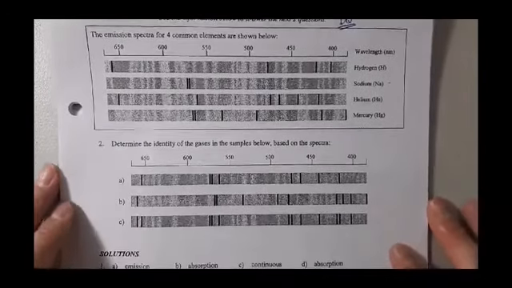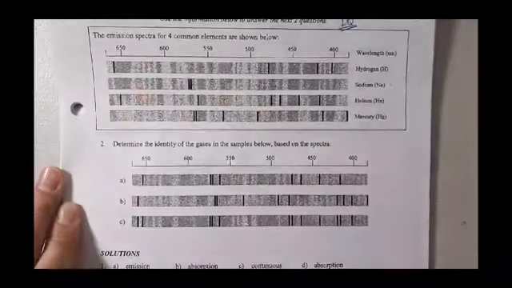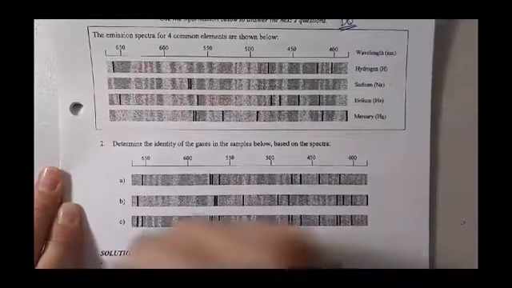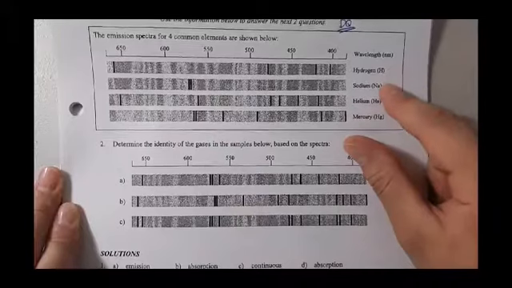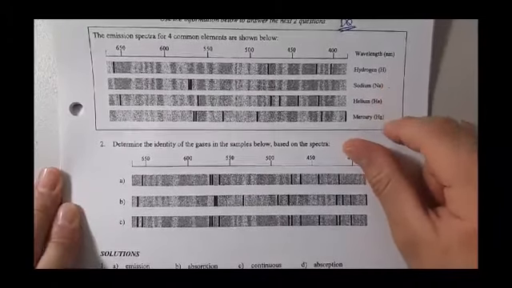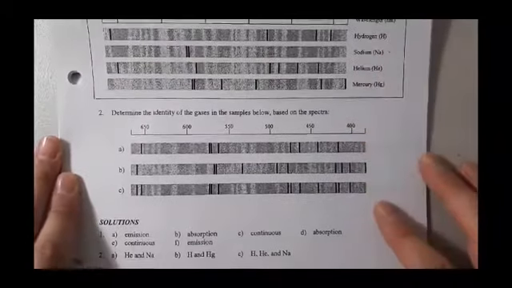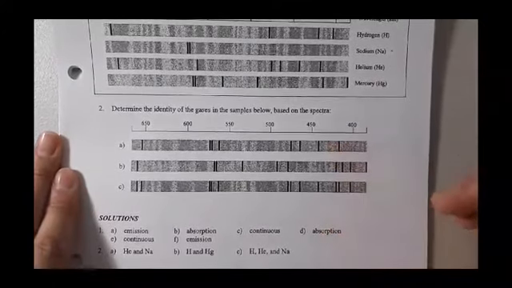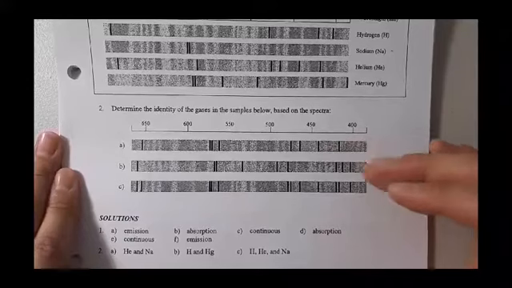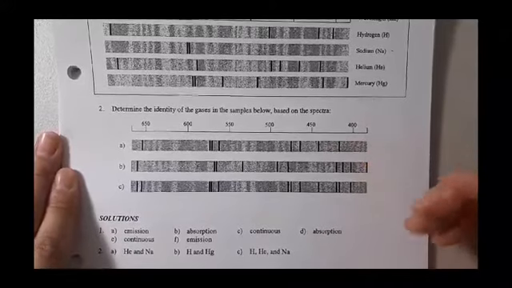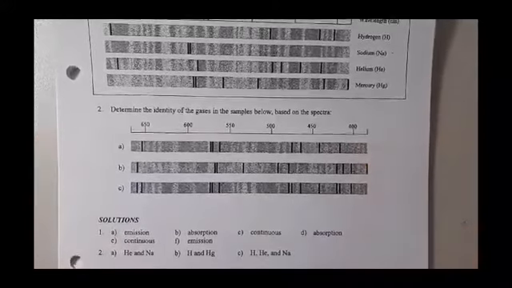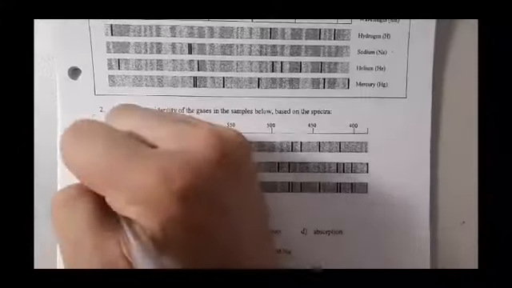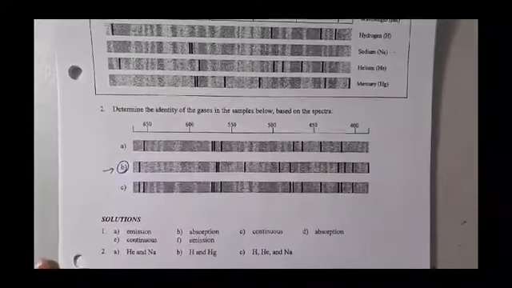So the information is given. Emission spectra have 4 common elements, and they have hydrogen band given, sodium band, helium band, and mercury band. And basically we are trying to identify, imagine these are different unknown samples, or from different planets that you just discovered from NASA, something like that. Let's do B in here as an example. You will do the other parts.